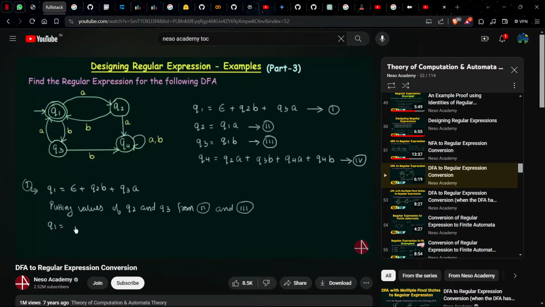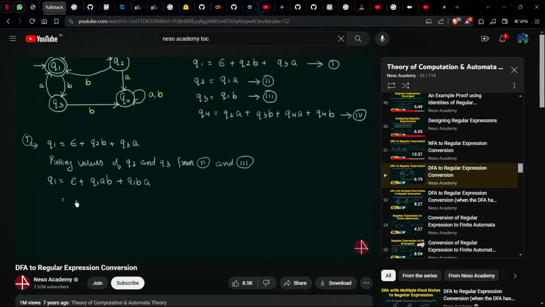So how can we write this? q1 equals epsilon, which will be as it is, epsilon plus. Now q2 can be written as q1a, and this b can be written as b itself, plus q3 can be written as q1b, and this a I write as a itself. Okay, so now we get this, and from here I see that I have q1, so I can take q1 common. So epsilon plus q1, and what do I get? I get ab plus ba.